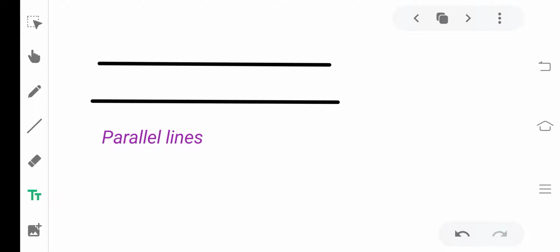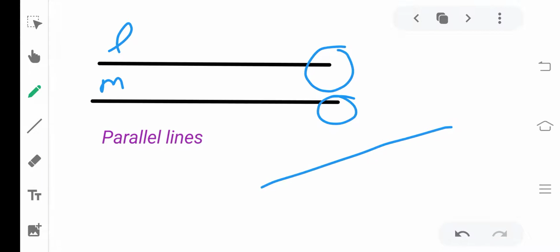Lines which lie in the same plane but do not intersect. You will see that this is one line and this is another line. They can be named line L and line M. These lines do not intersect each other. If these lines were coming together, they could intersect at a point, so they would not be parallel lines. But these lines, even if you extend them, will never intersect or meet each other. They will go constantly in a straight, linear direction.